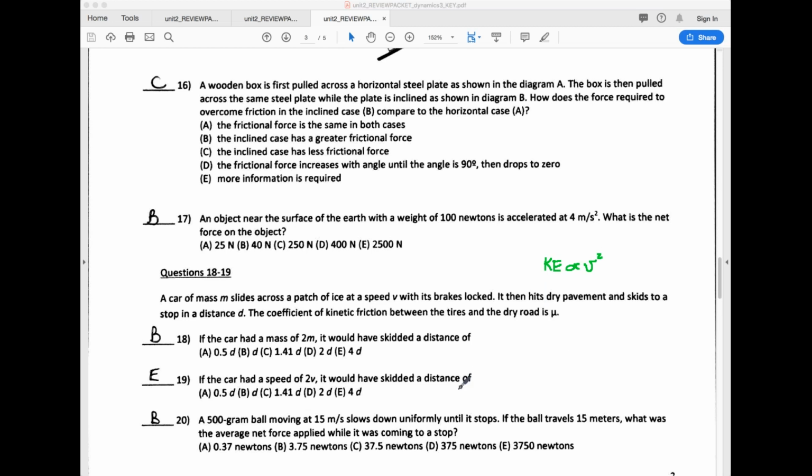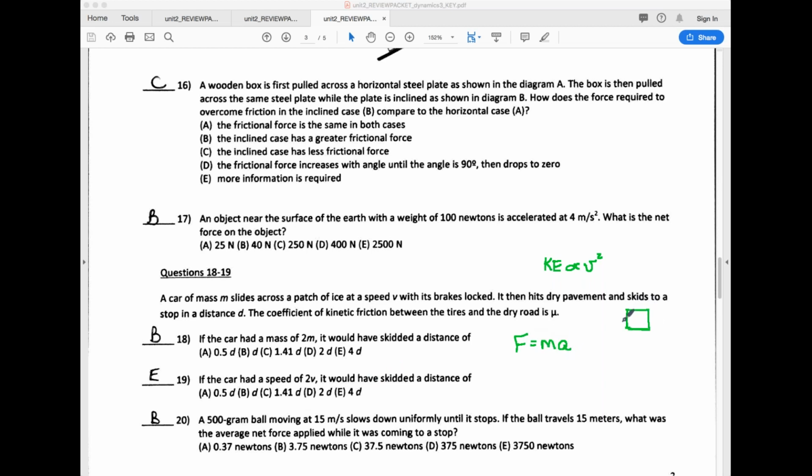They're saying a car of mass m slides across a patch of ice at speed v with its brakes locked. It then hits dry pavement and skids to a stop at distance d, and the coefficient of friction between the tires on the road is mu. 18 says, well, what would happen if we doubled its mass? And 19 says, what will happen if we double the speed? For starters, this is a dynamics unit. We're going to end up using F equals ma.